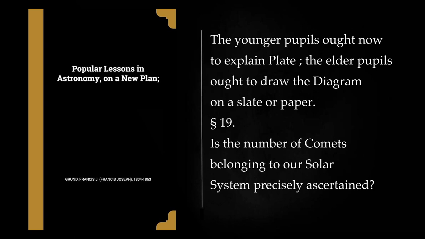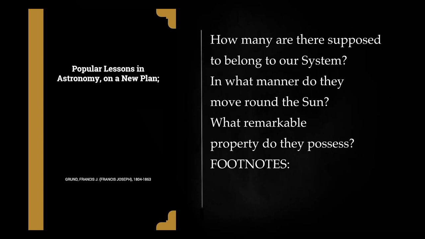Section 19. Is the number of comets belonging to our solar system precisely ascertained? How many are there supposed to belong to our system? In what manner do they move round the sun? What remarkable property do they possess?